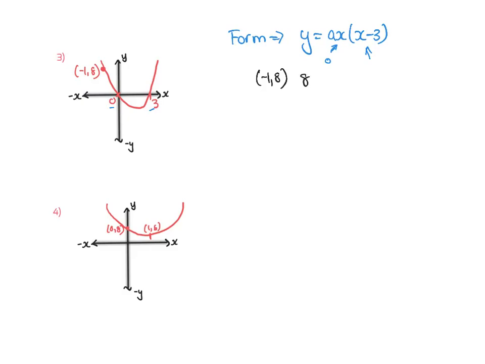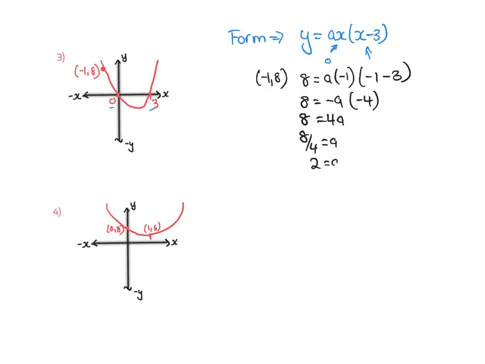So we've got 8 equals a times negative 1 minus 3. So we get 8 equals a times negative 4. So you get 8 equals negative 4a... actually, negative a times negative 4 gives 8 equals 4a, because a negative by a negative. So 8 divided by 4 equals a, so 2 equals a.